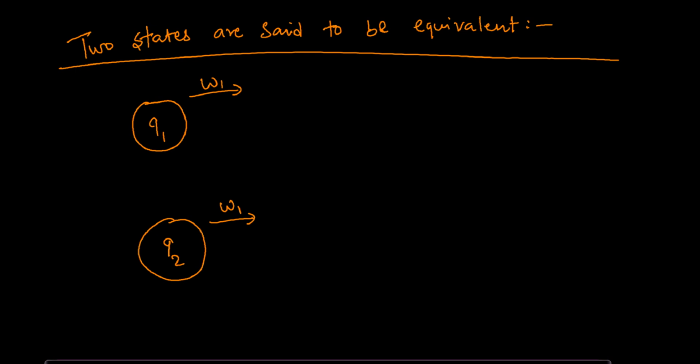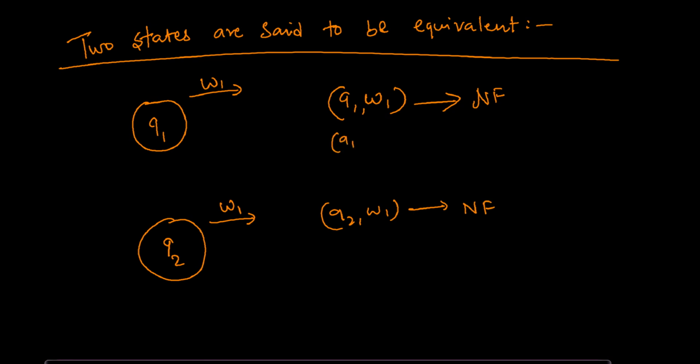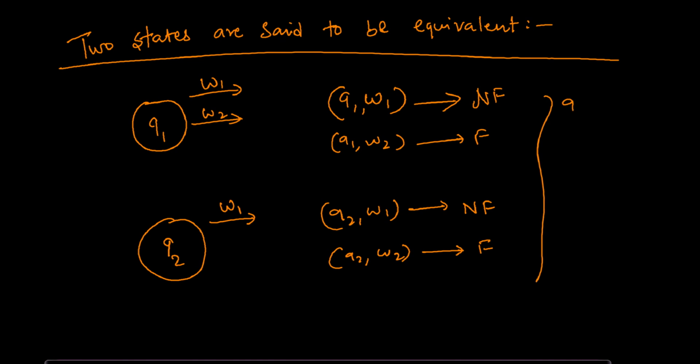If Q1 on seeing W1 goes to a non-final state and Q2 on seeing W1 also goes to a non-final state, and if Q1 on seeing, say, W2 goes to a final state, then Q2 on seeing W2 also goes to a final state, then we say that Q1 and Q2 are equivalent.